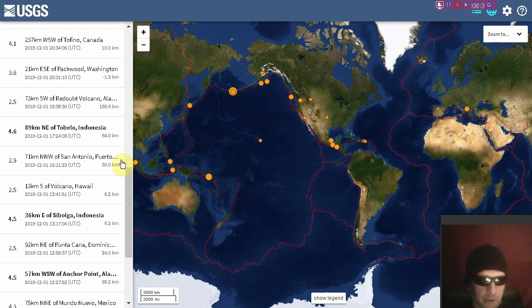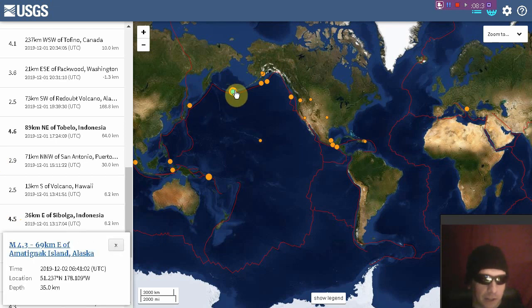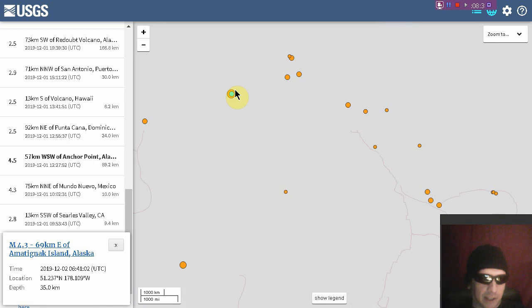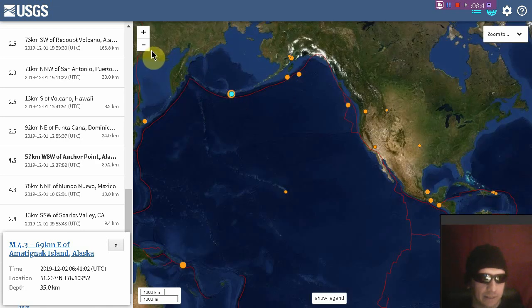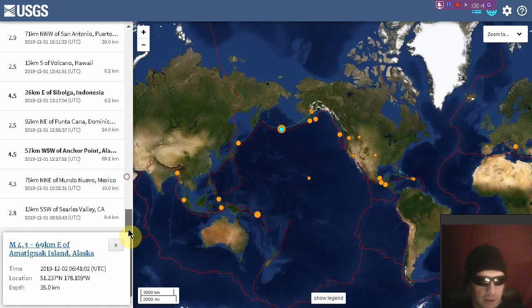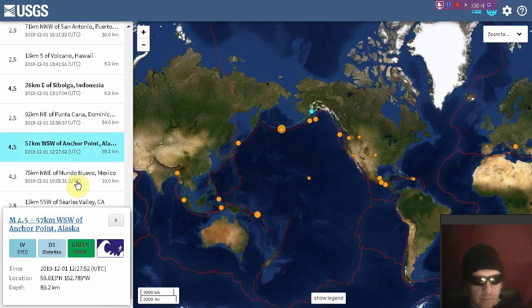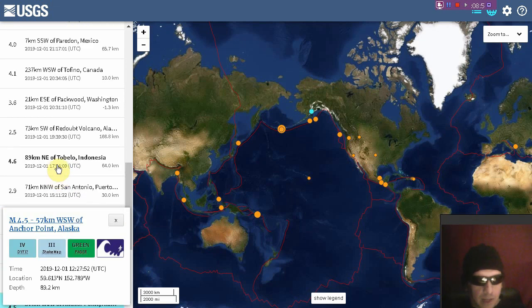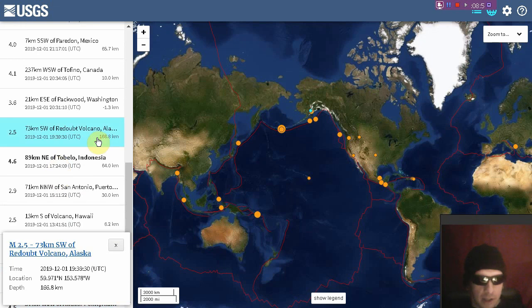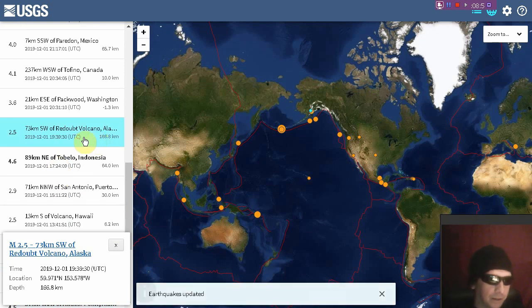Let's look at earthquakes. Again, we did see this 6 magnitude quake in the Aleutian Islands. We'll get to it. Can I click it? I can't click it. Anyway, we do see a couple deep quakes. There's a deep quake, 2.5 magnitude there at 166 kilometers depth.